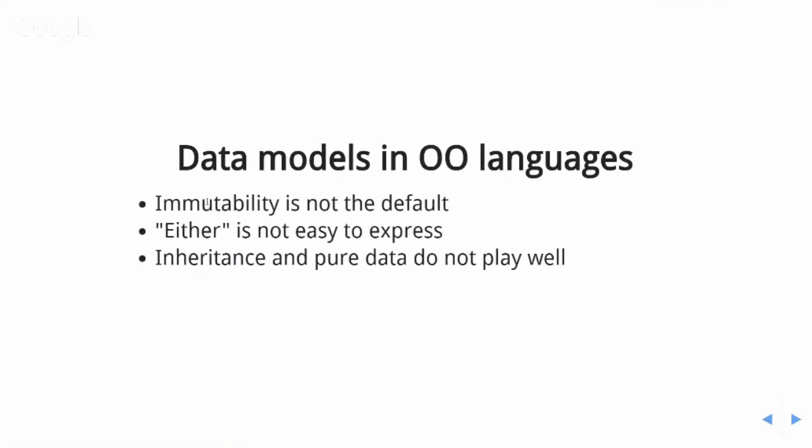So this is just an overview of what we saw in the object-oriented implementation. Immutability was not a default. We always have to work in C# to get immutable data types. The either relationship is not easy to express. So if we want to say that an object can be either this or that, or one of multiple choices, we have to actually write code to express that. And the last point is the one that we were just talking about: if we are using an inheritance-based class hierarchy, that does not play well with pure data models, which we want to isolate from business logic.